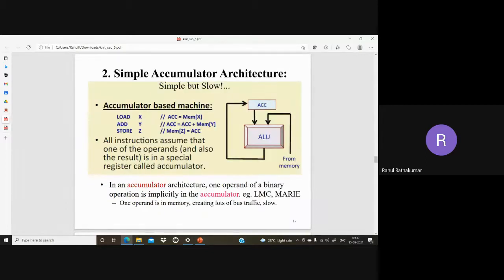Now this is accumulator based, like in Little Man, we have this kind of thing. The accumulator is taking one input, another input is coming from the memory, and after the operation, the result is again going back to the accumulator. You can see the instruction set is based on this: load X means loading the operand from memory location X. Add Y: whatever is already in the accumulator is added with the data stored in location Y. Then store Z means the result is already in the accumulator and it will be stored into the Z location.